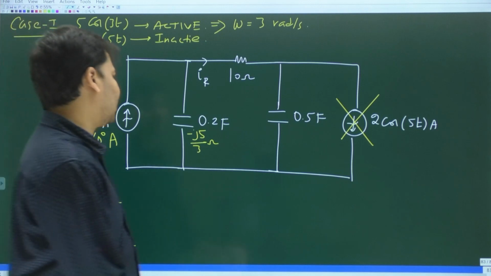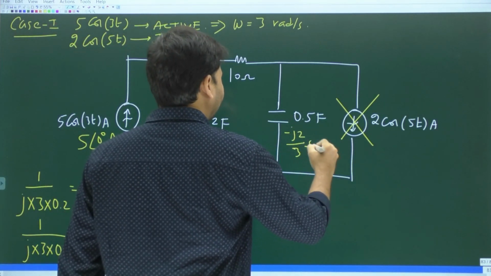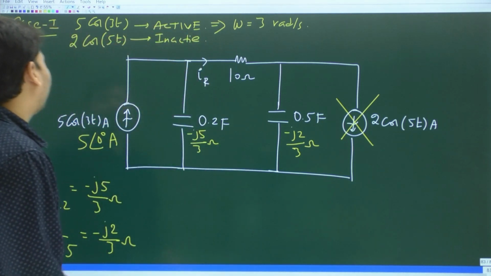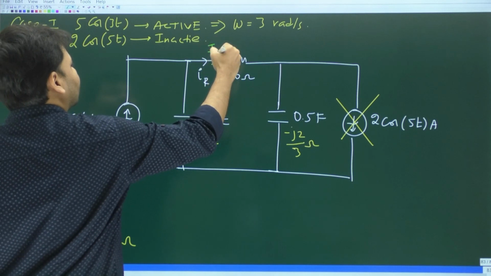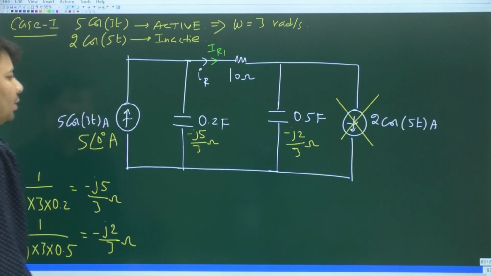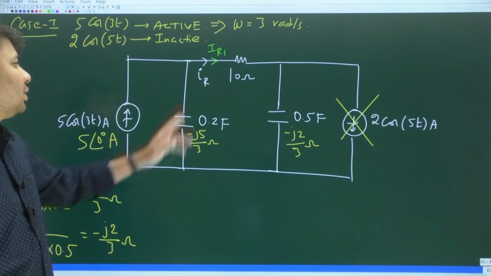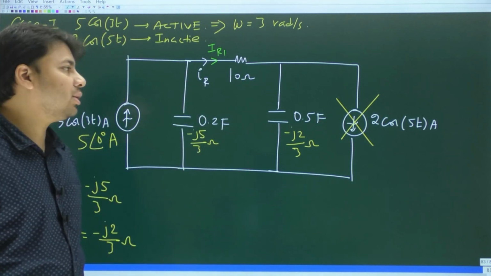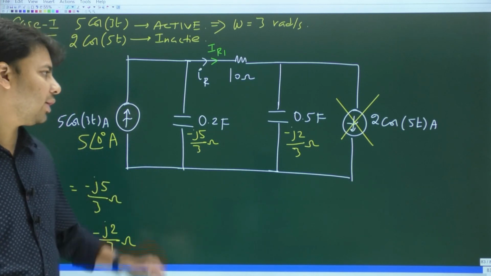So the impedance of the other capacitor is minus j 2 by 3 ohms. And by the way, let this current be capital IR1 in the phasor domain, because this is Case 1. Capital IR1 is the phasor current flowing through the resistor.